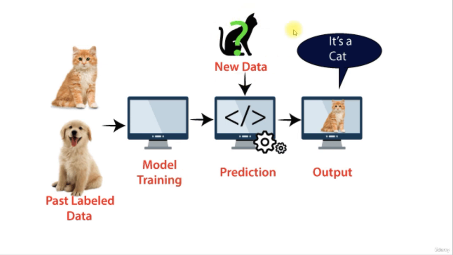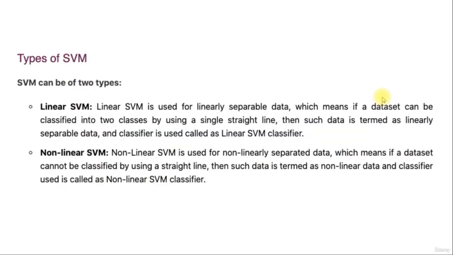Now this is a new data point, and this will be a non-labeled data point. Once the model is trained, this will be given to the model, and finally, based on the patterns that it has extracted from the training data, the model will predict that this new data point is a cat. So this is how SVM works, just like any other supervised machine learning algorithm.